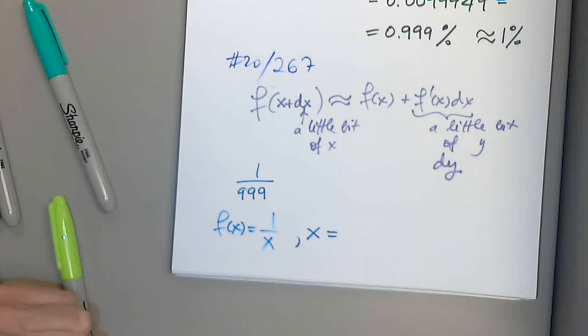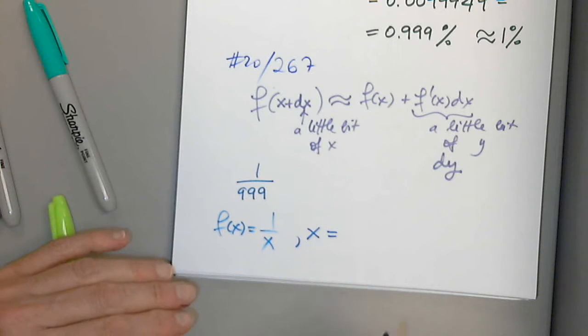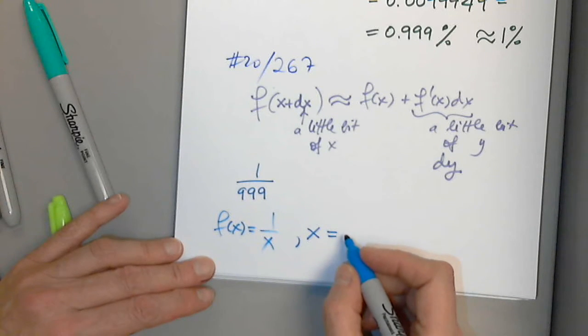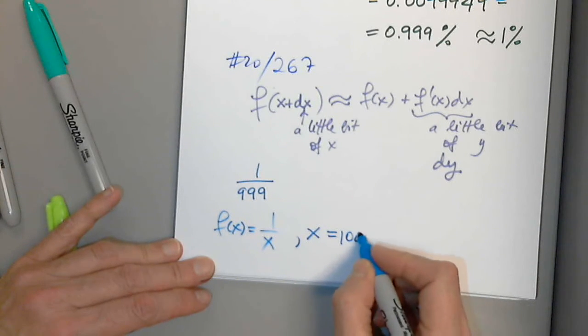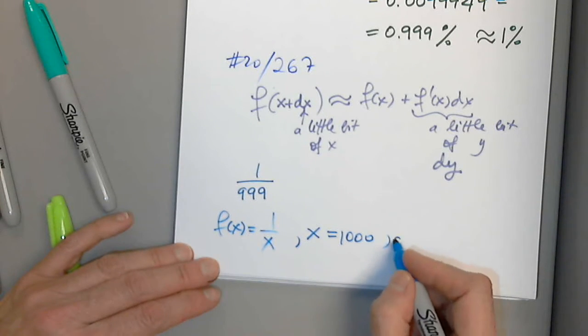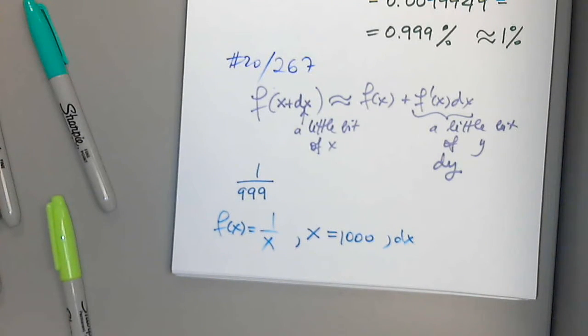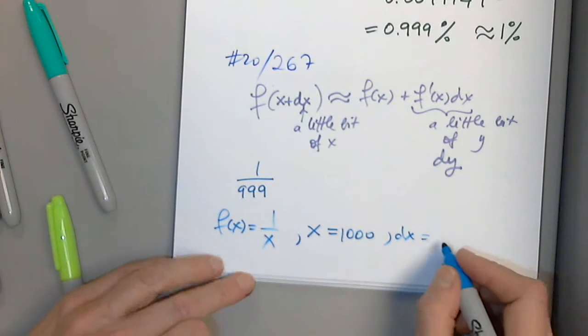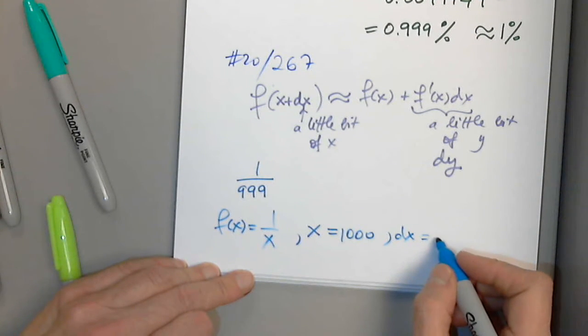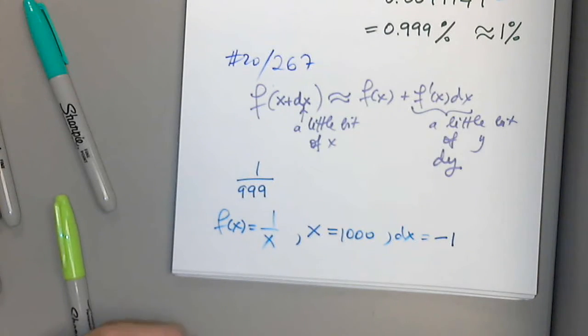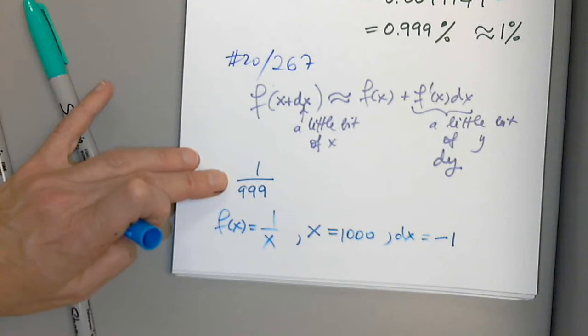x is always something nice. 1000. And then what will the dx or delta x be? 1. Then I will have 1001. So it must be -1, right? So the function is 1 over x.